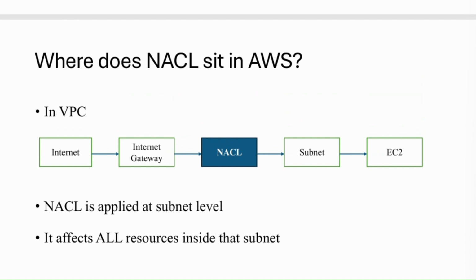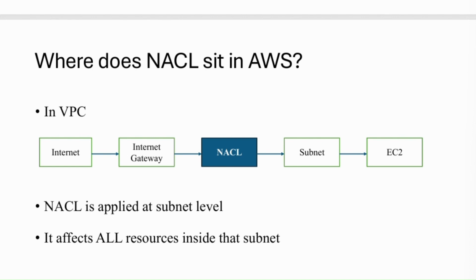So where does NACL sit in AWS? Now let us see where NACL is in AWS. Look at this picture. The internet is outside. Data comes from the internet. First, it comes through the internet gateway. The internet gateway is like the main gate of your office.